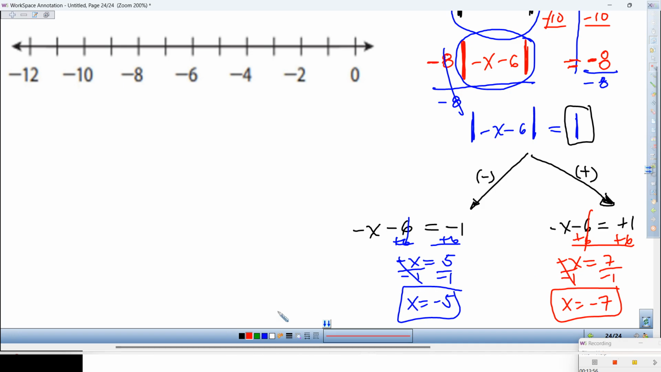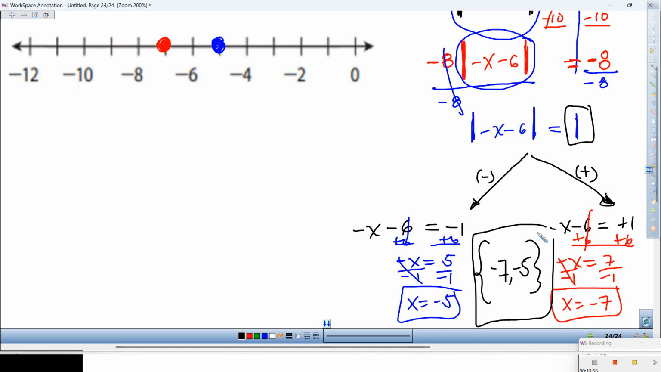So, plot the answers. Negative 5, negative 7, and the answer for this, look up guys, you do it in a bracket, and you write negative 7, negative 5. That's our solution.